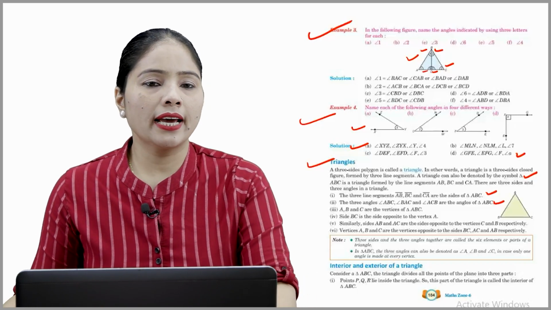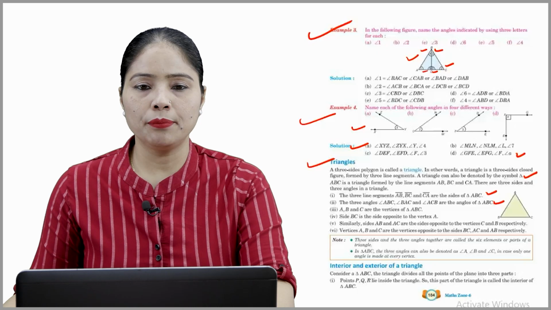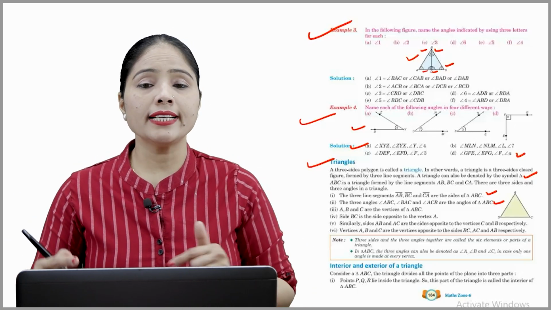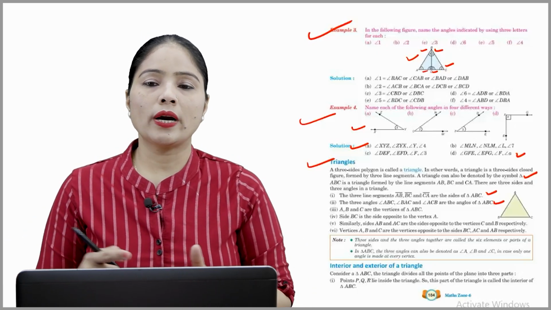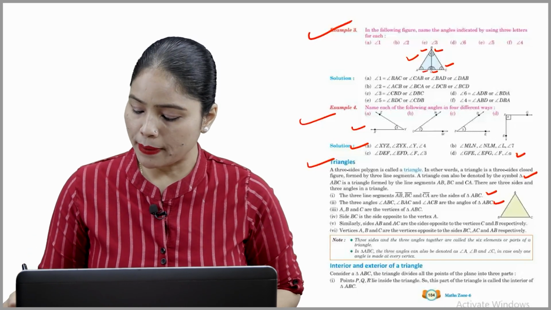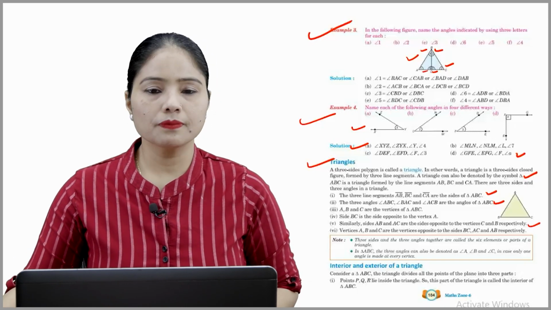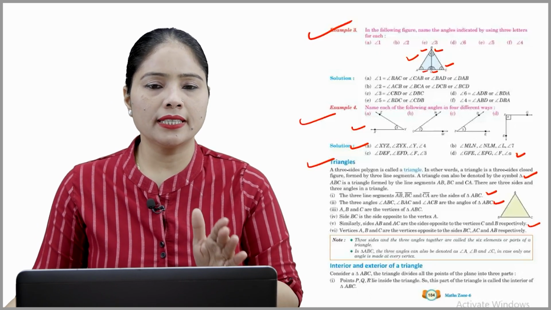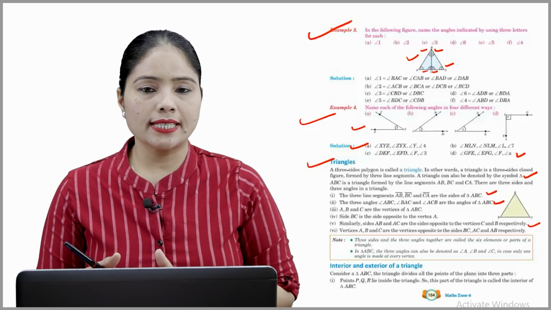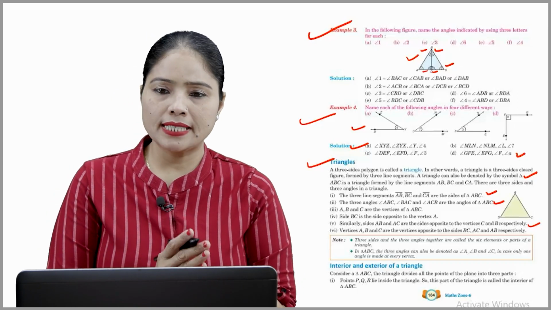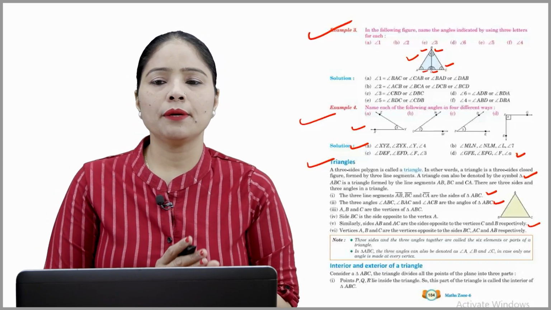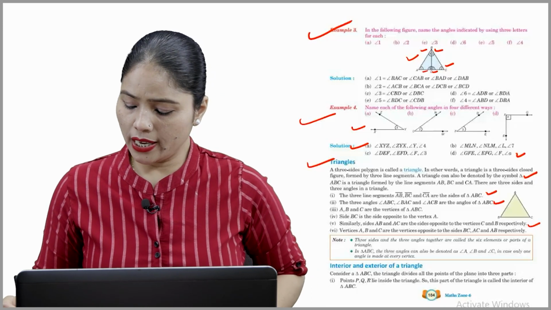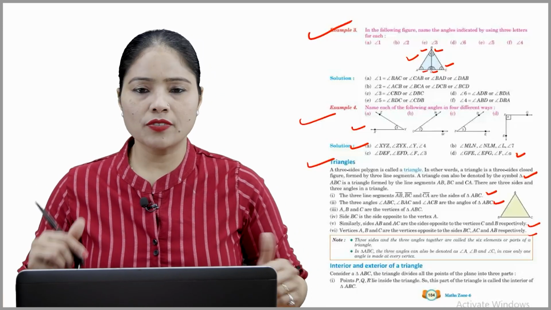And fifth part है हमारा similarly side AB and AC are the sides opposite to the vertices C and B respectively. And sixth part है vertices A, B and C are the vertices opposite to the sides BC, AC and AB respectively beta. Okay, I hope you understood about the triangles.